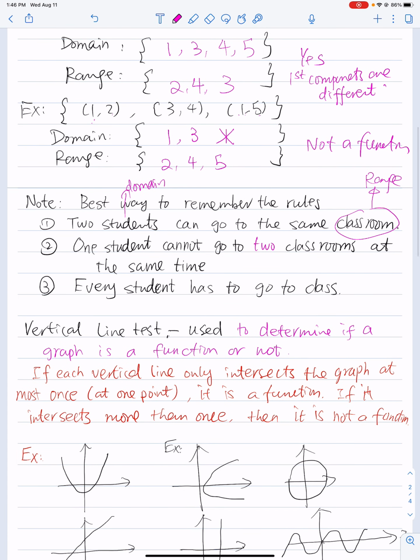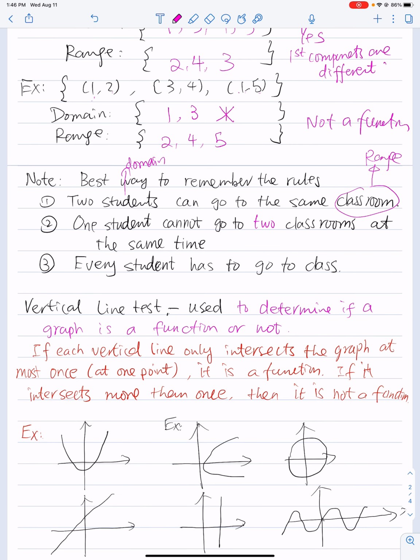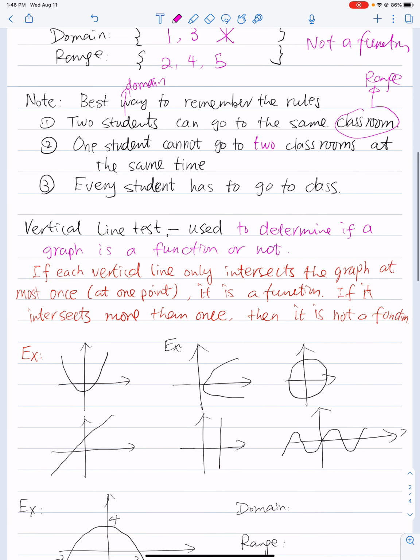There is another test used to determine whether a graph is a function or not. It's called the vertical line test. If a vertical line intersects the graph at most once, then it is a function. If it intersects more than once, then it's not a function. Let's look at these. These are vertical lines. Each of these pink lines only intersects once. So this is a function. Yes.